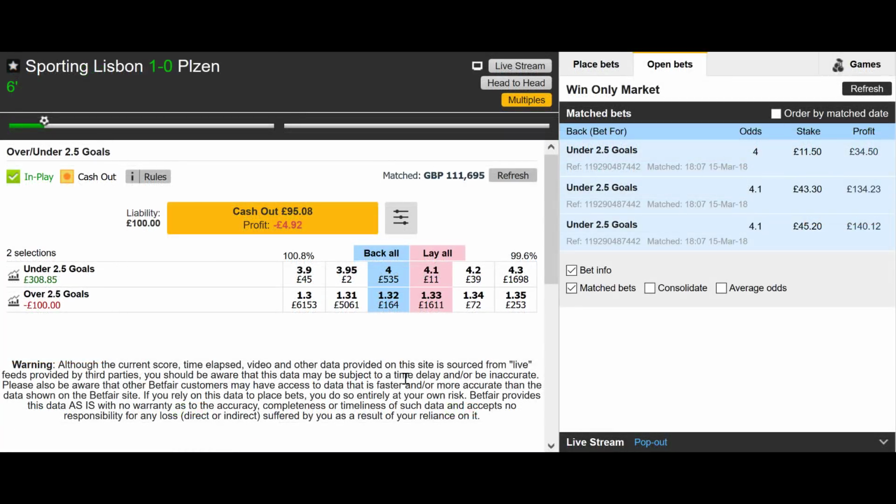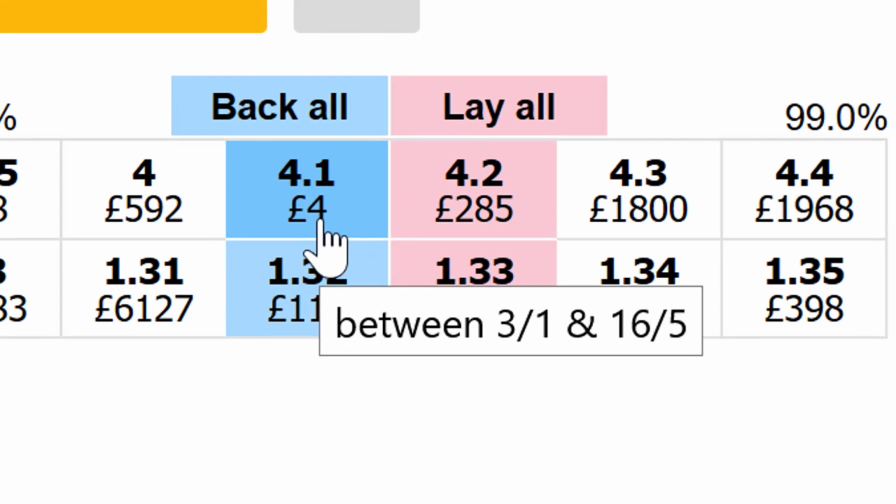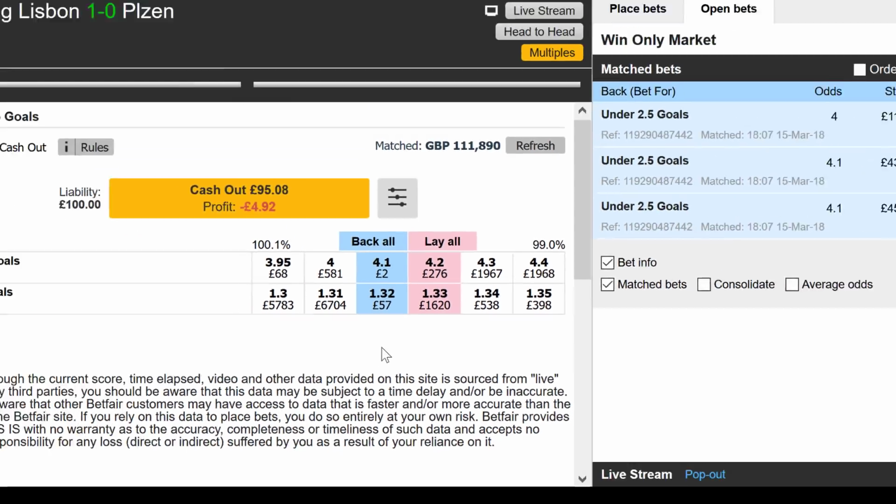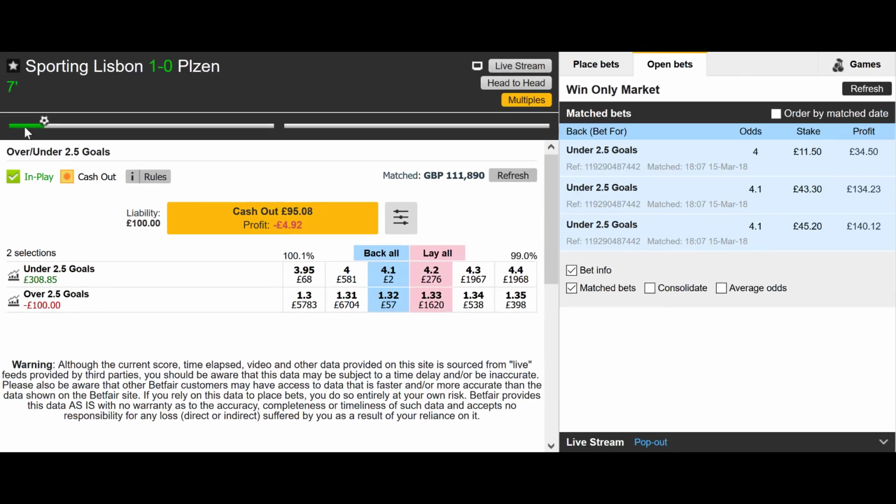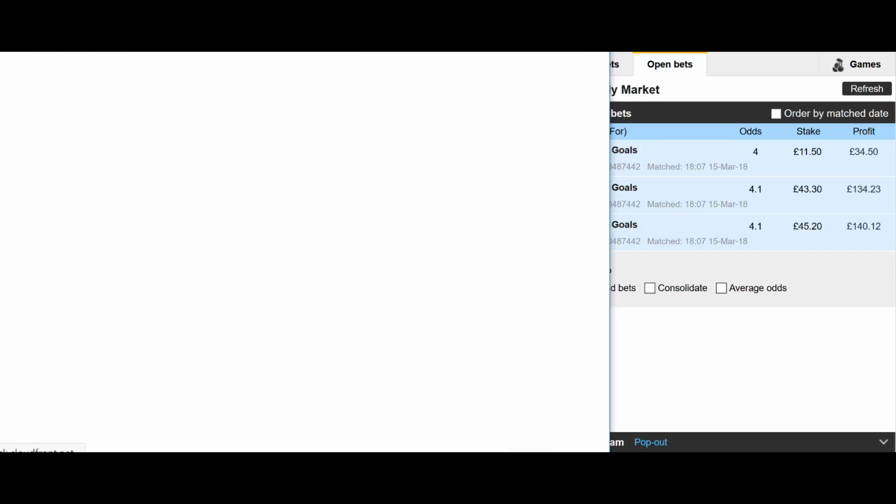Another way of trading under 2.5 goals that a lot of traders like to do is to profile a match before kickoff as being a match which might be quite tight, and then if there is an early goal, jump on under 2.5 goals at the inflated odds and ride the odds down from there. So there's been an early goal in this match between Sporting Lisbon and Plzen, if I pronounced that correctly. I haven't profiled this, this is just for demonstration purposes, but I'm going to show you here.